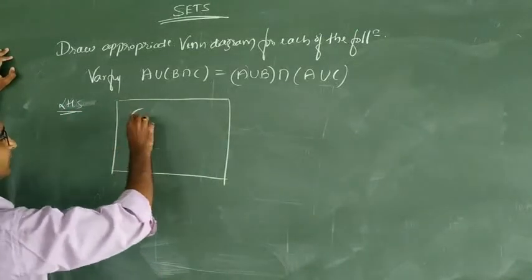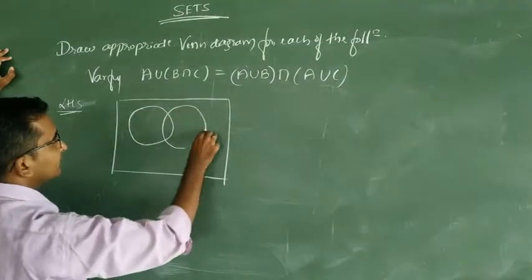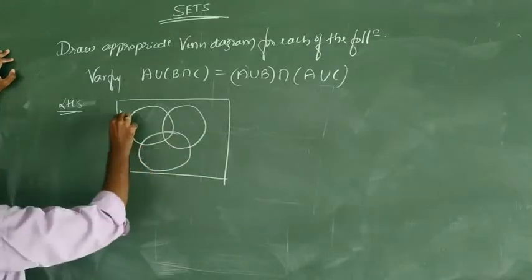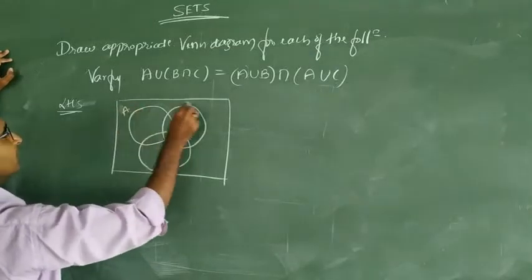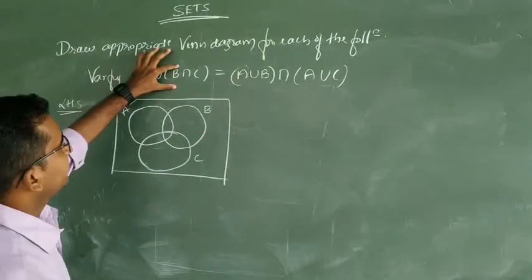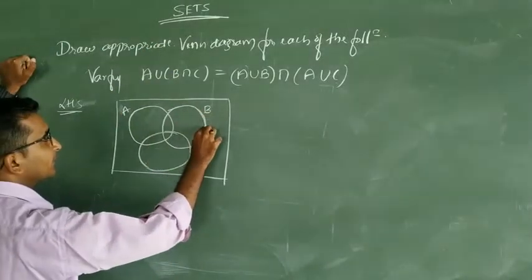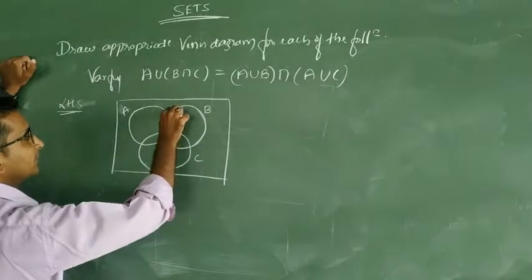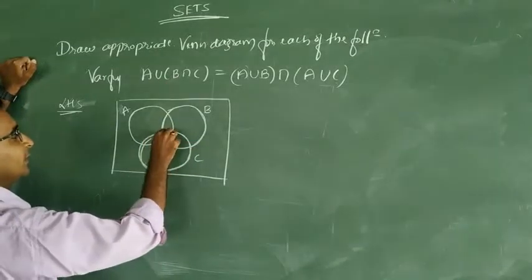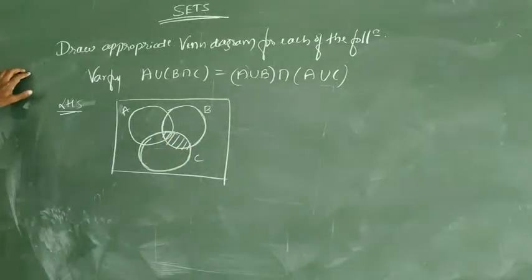This is set A, this is set B, this is set C. First I will take B intersection C. What is B? B is here. C is here. Intersection means the elements which are present in B as well as in C. So this is B intersection C.